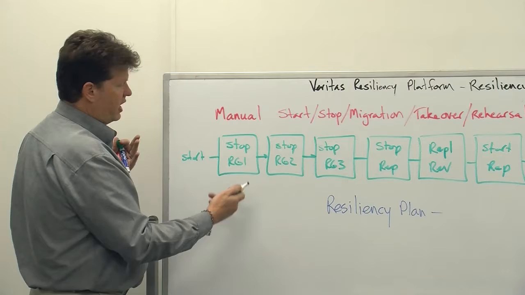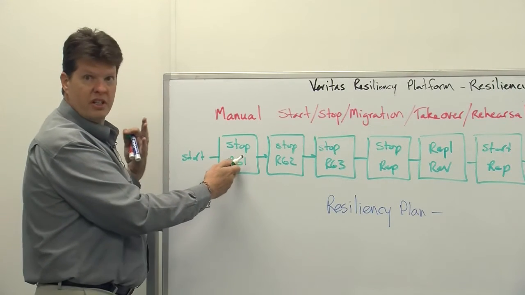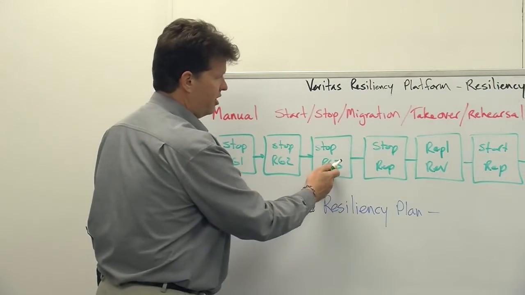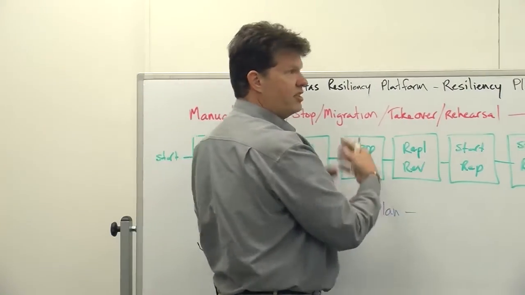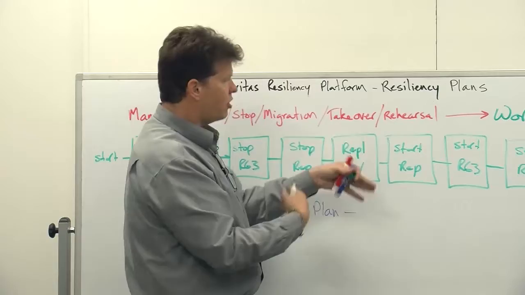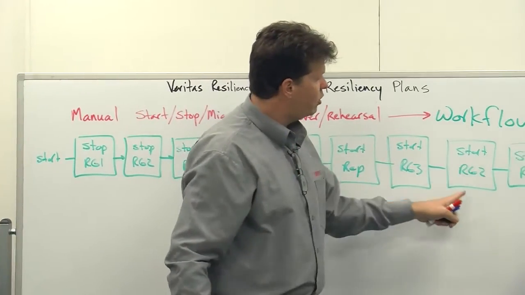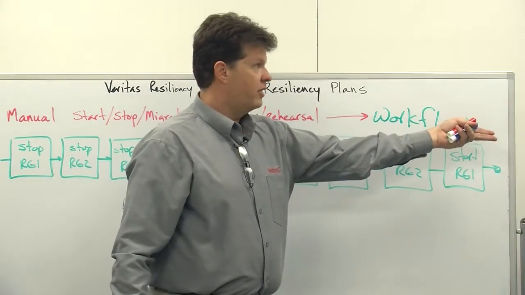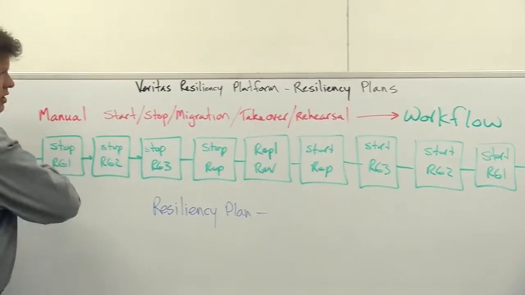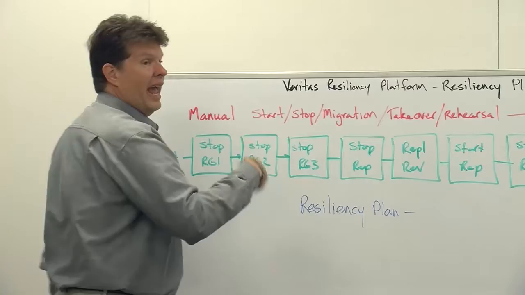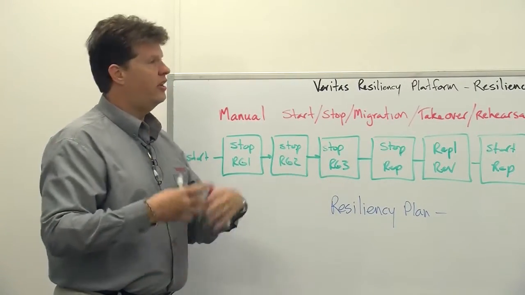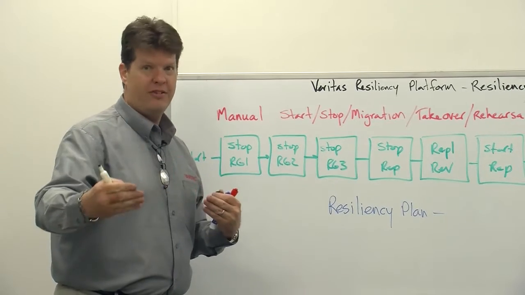So the first step would be to stop the first resiliency group. Once it's offline, stop the second resiliency group, then stop the third resiliency group, deal with our replication, stopping the replication, reversing roles, starting the replication, and then bringing those resiliency groups online in the correct order at your disaster recovery site. This is executed, and the results of everything, pass or fail, are stored in the Cassandra database, and you can look at it at any time after that.